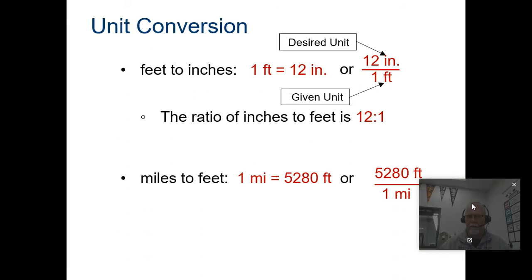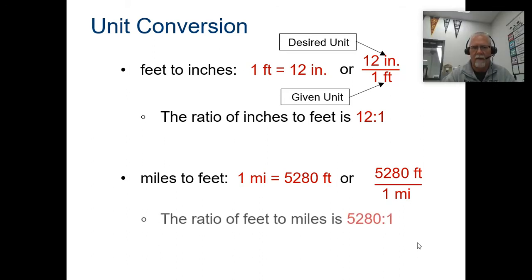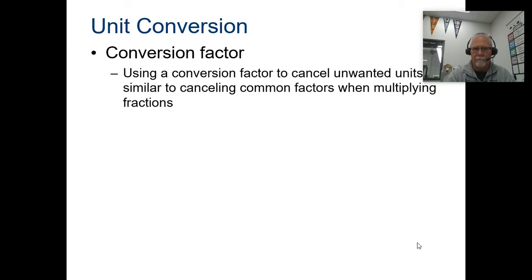If we want to talk about miles to feet, probably something you know already, 1 mile is the same as 5,280 feet, or a conversion factor of desired over given, 5,280 feet over the given of 1 mile. The ratio then is 5,280 to 1.